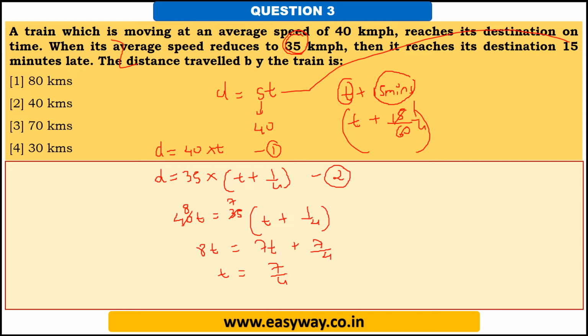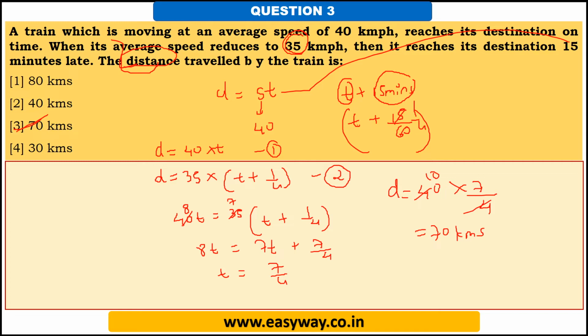Now they have told us to find the distance traveled. We can put this value in either equation 1 or equation 2. We are going to put this value in equation 1. So d is equal to 40 into t, which is 7 by 4. So 40 into 7 by 4, 1 tens are 10, 10 sevens are 70. So the answer is 70 kilometers. Option number 3 is the correct answer. The distance traveled by the train is 70 kilometers.